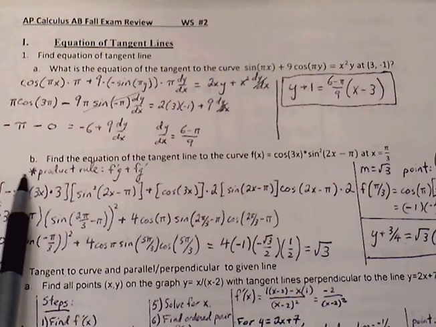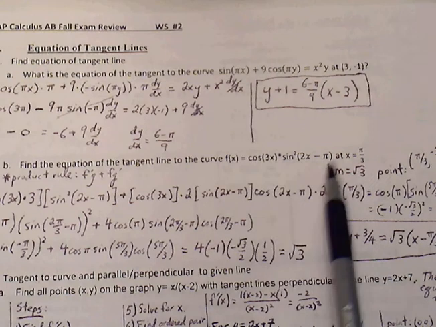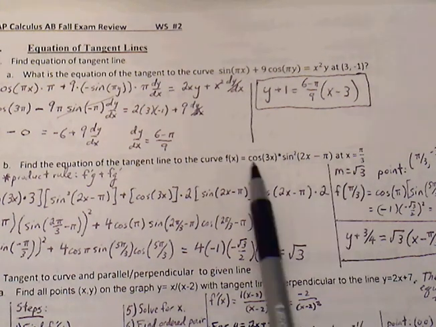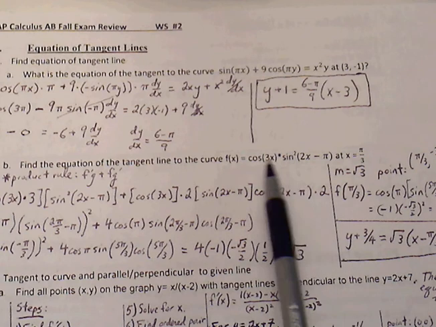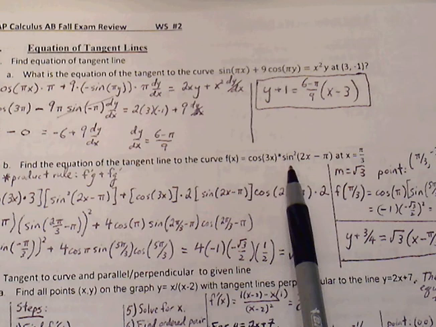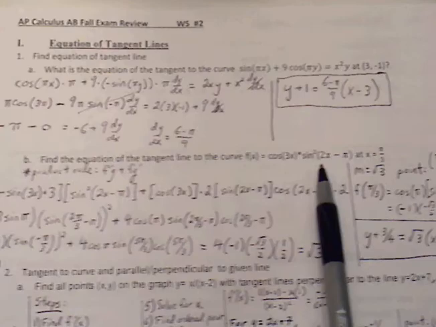Okay, for number 2, find the equation of the tangent line to the curve f of x at x equals pi over 3. Okay, our function here is explicitly stated, so no need for implicit, but there are two separate functions here, so we're going to have to go through product rule. So f prime times g plus f g prime.